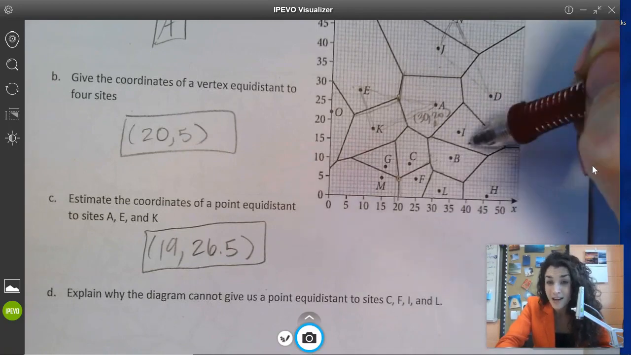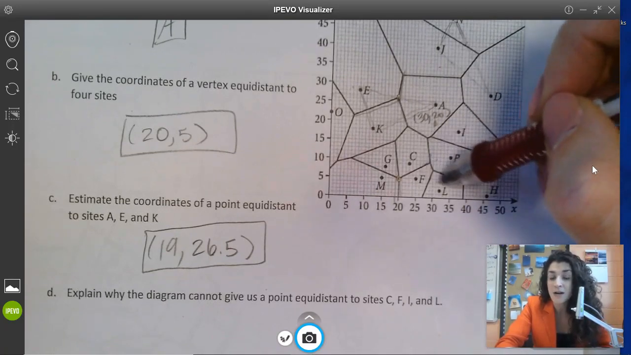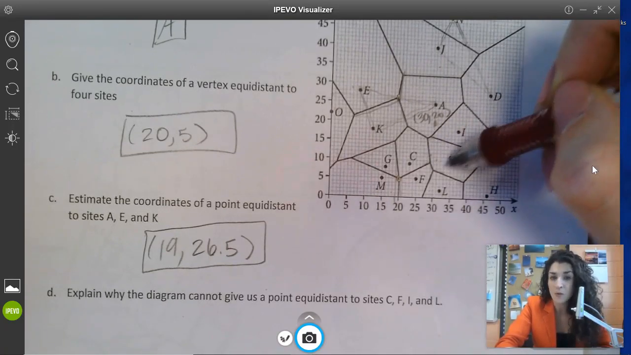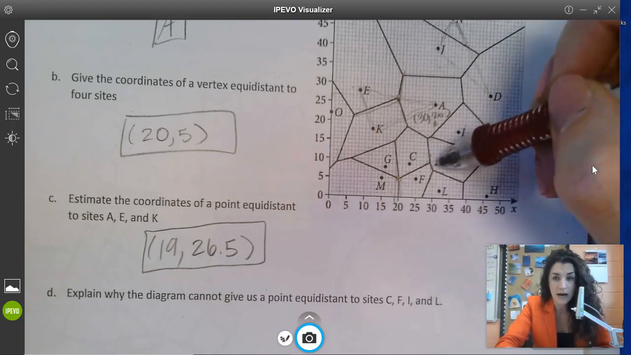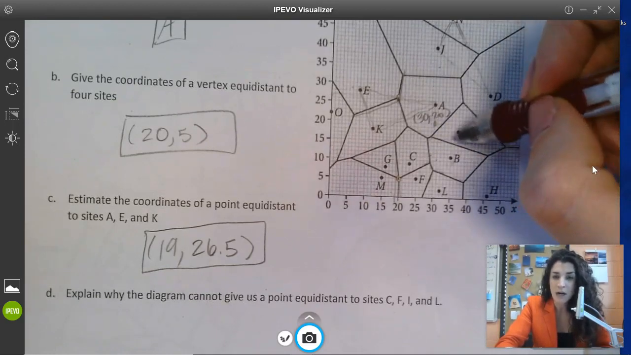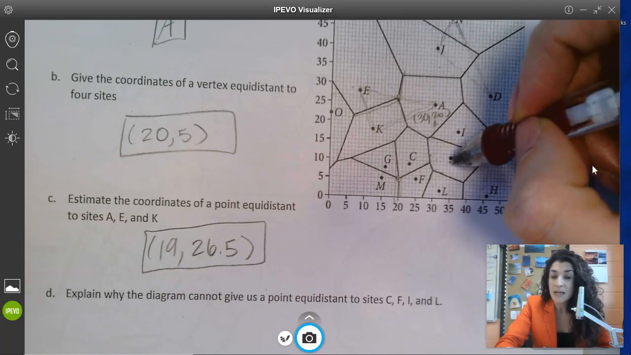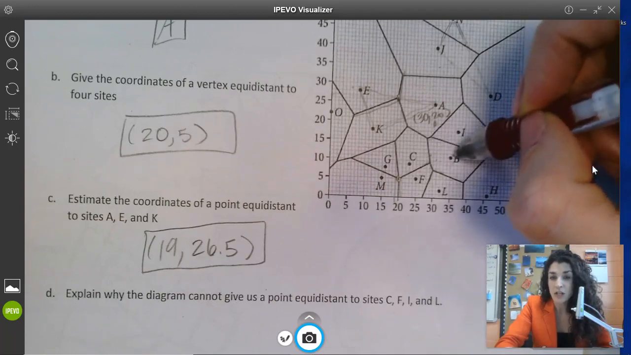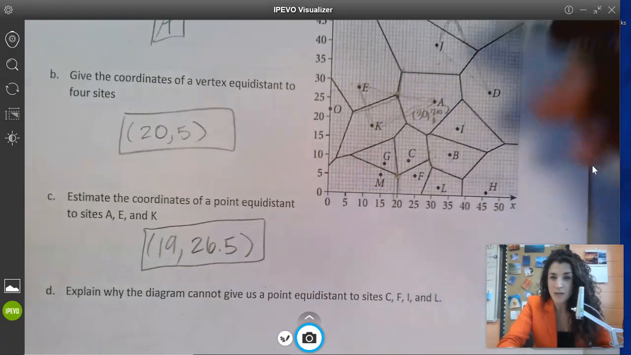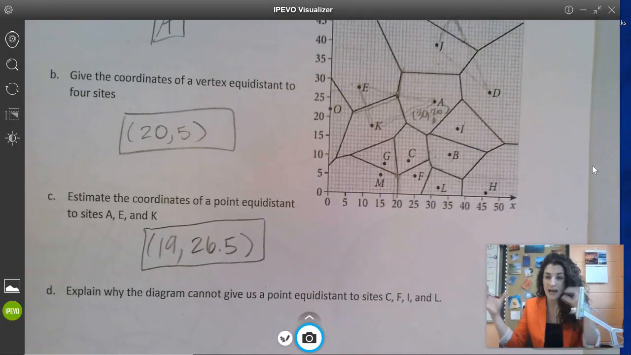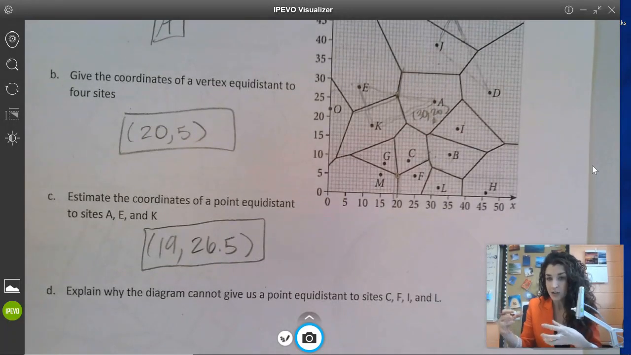So no matter what, if I am anywhere in here, B will definitely be closer than I will. And if I'm anywhere up here, B will be closer to this region than C, F, or L. So B kind of interrupts that spatial relationship by being in between all of those things.